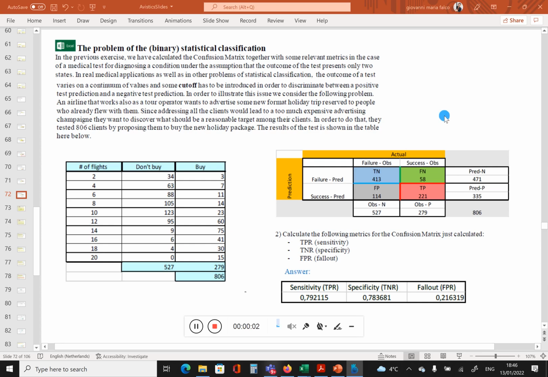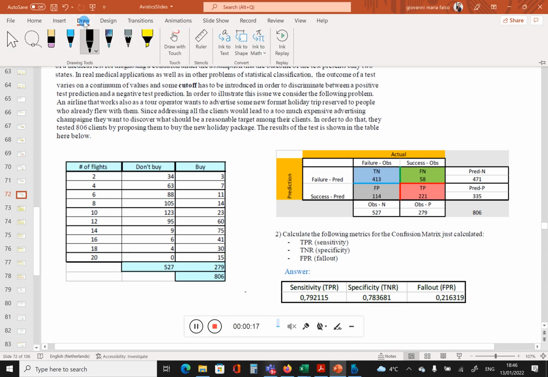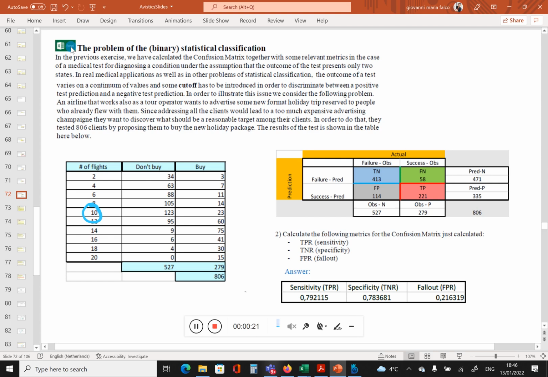Okay, in the previous video we considered an example of a binary statistical classification problem, and in that case we calculated the confusion matrix by choosing the cutoff, if you remember, at a value of less than 10 flight experiences, and then we also derived the J statistic index.